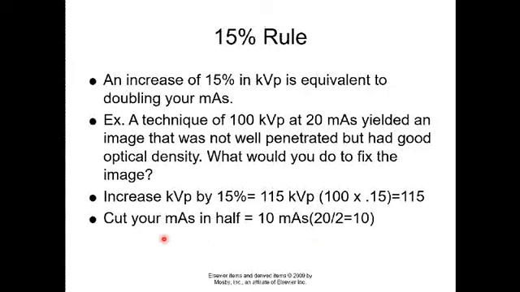And then in order to maintain your optical density, because your example is telling you that the optical density was good, you're going to need to cut your mAs in half, because increasing your kVp by 15% is equivalent to doubling your mAs. So you don't want to make it 2 times as dark. You want to keep your optical density the same. So you're going to increase your kVp by 15% and cut your mAs in half. The answer would be 115 kVp at 10 mAs. Give you a second to write this down in case you need it.